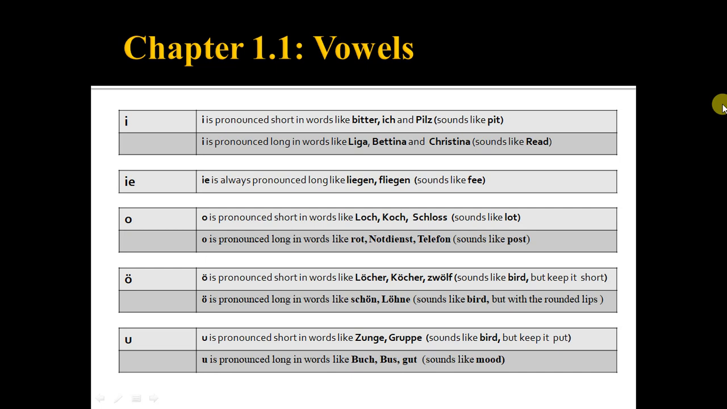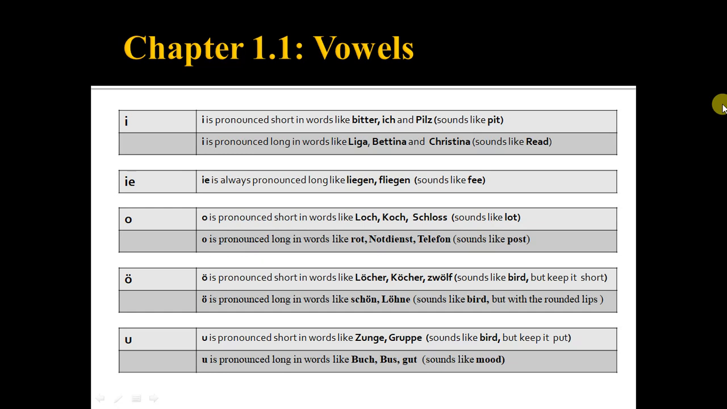The next, but not so common, vowel is a combination of I and E. It's also always going to be pronounced as a longer E, like liegen, fliegen. Let me tell you, students who are learning German in initial levels make this mistake very often. They pronounce it I, liegen, but it's not. Whenever we see I followed by E, the sound is always going to be E: liegen, fliegen.